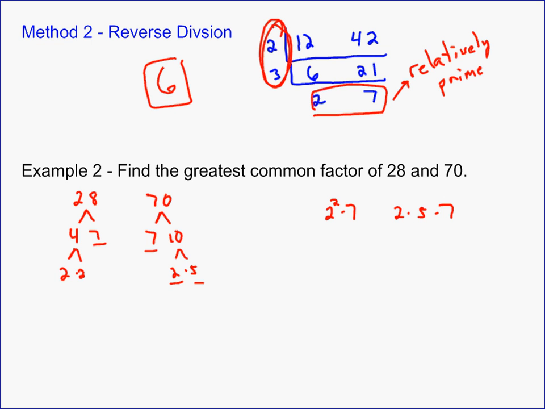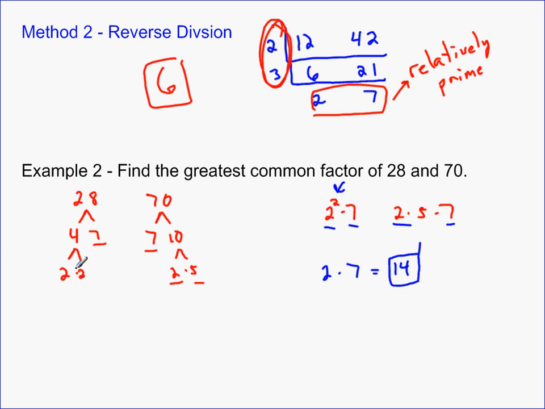And so our answer is what they have in common. Well, they both have exactly 1 2. This one has 2 2's, but for greatest common factor, we want what they have in common. And so it's going to be 2, because they've got a 2 in common, and then a 7. They both have a 7. So 2 times 7, which is 14. So the greatest common factor of 28 and 70 is 14.